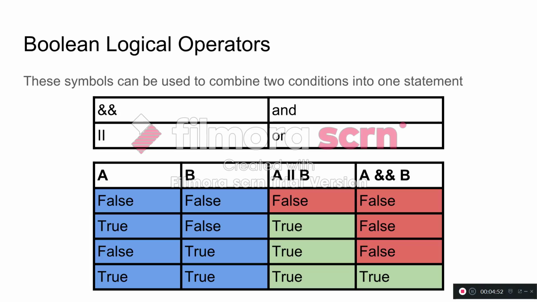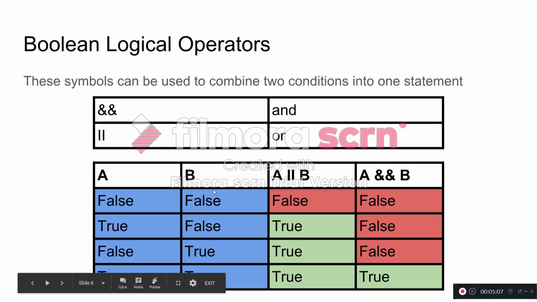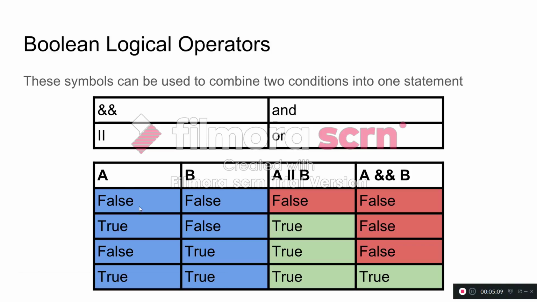So let's say that we have a conditional statement whose condition is 1 is equal to 1. Well, that condition is true, and what we have done here in this table is simplified that by simply stating if a condition is true or false. So we have two variables, a and b. Variable a is false in this example, variable b is false in this example. A or b, well, both are false, so we get false. A and b, well, both are false, so we get false.